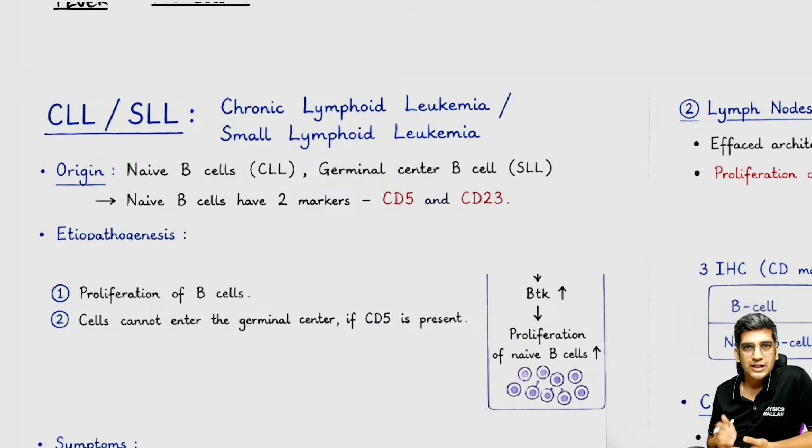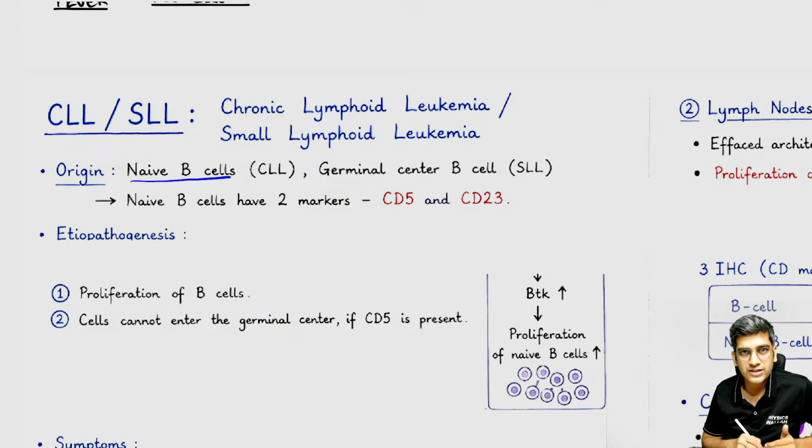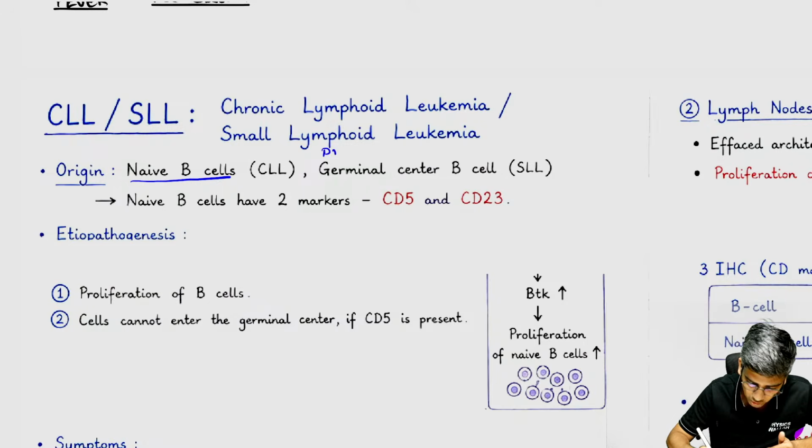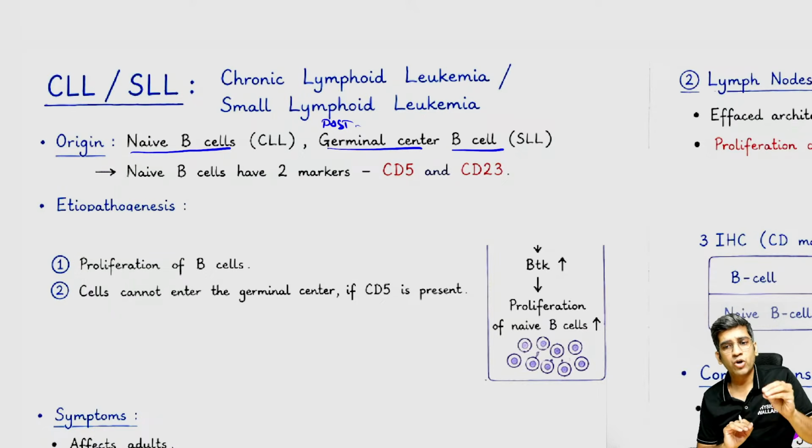CLL slash SLL, which means it has dual origins. The common origin is naive B cells. CLL is going to be originating from naive B cell, and actually SLL is originated from post-germinal center B cell, right? That's the origin for SLL. But generally, if a question is asked on CLL, SLL, I want you to focus on CLL only, because SLL is not that common, but CLL is very, very predominant. I want you guys to know about it, right?